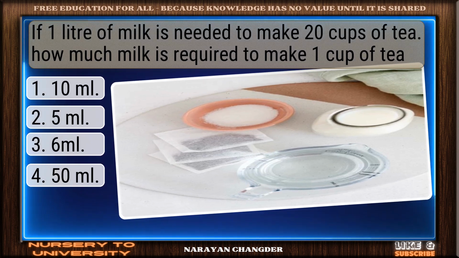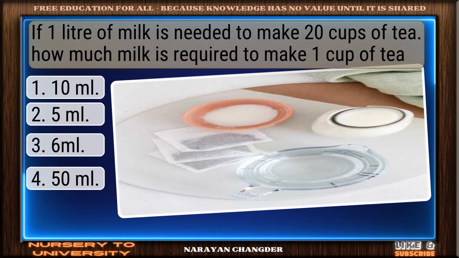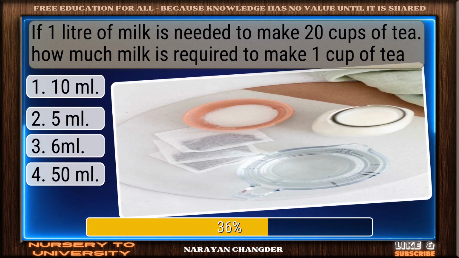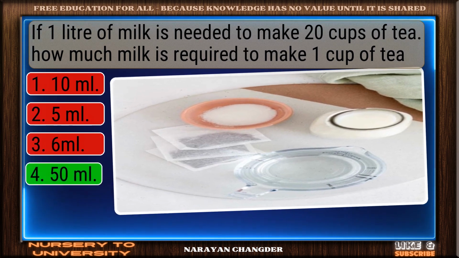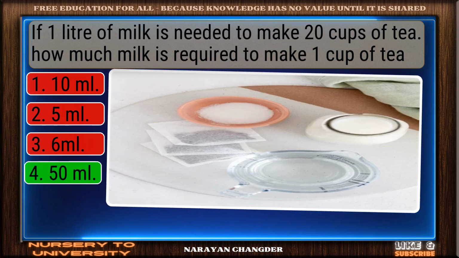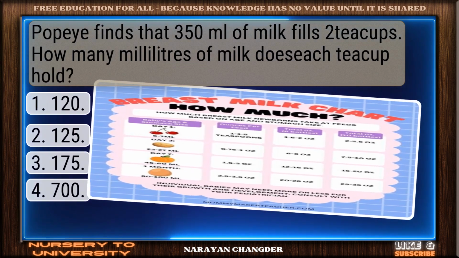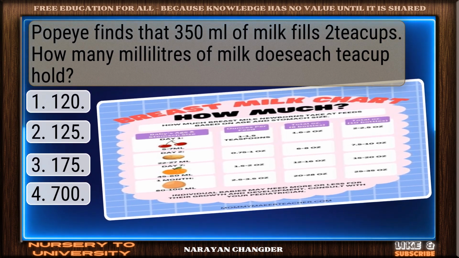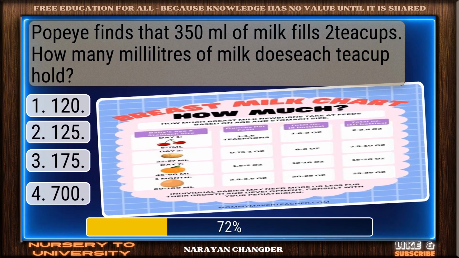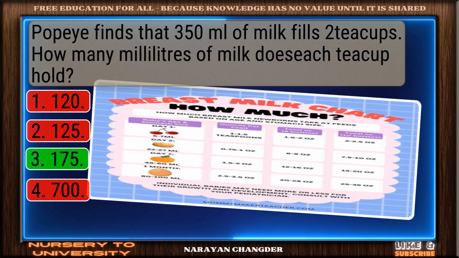If 1 liter of milk is needed to make 20 cups of tea, how much milk is required to make 1 cup of tea? Good job. Your answer 50 ml works well here. Poupée finds that 350 ml of milk fills 2 teacups. How many milliliters of milk does each teacup hold? Excellent. 175 is a brilliant choice.